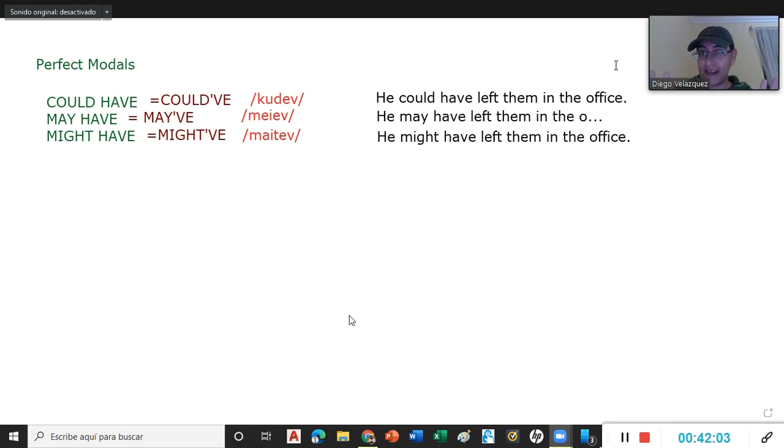This is in the case of affirmative sentences. Now let's check the negative pronunciation. Any questions for the moment?